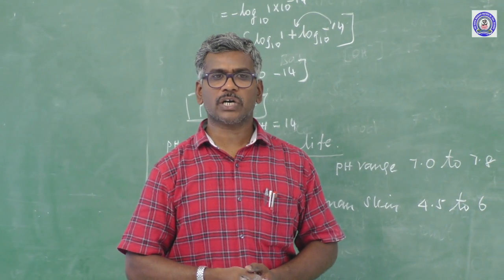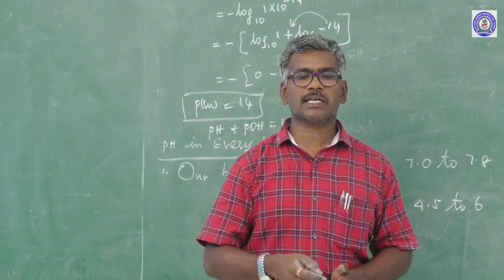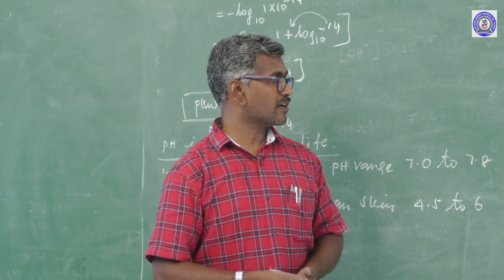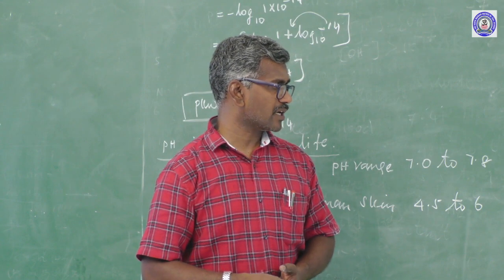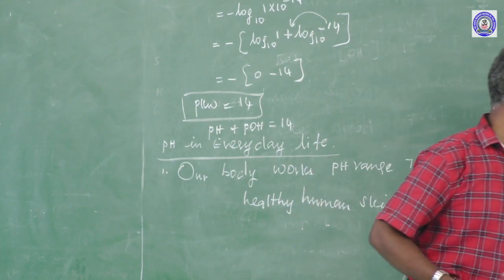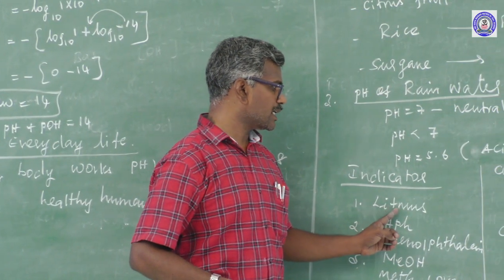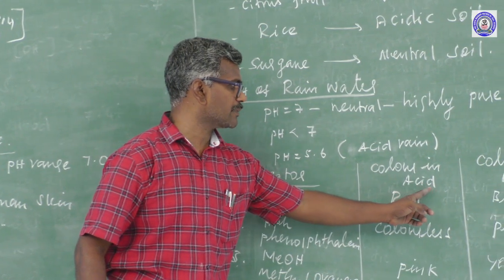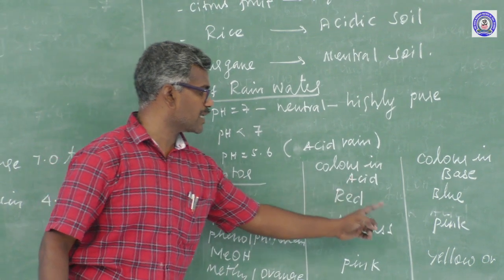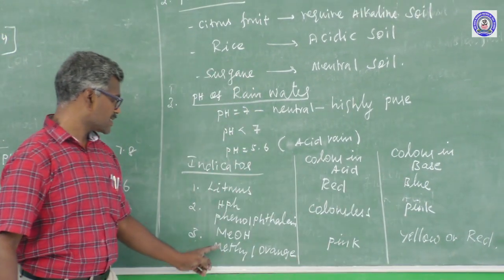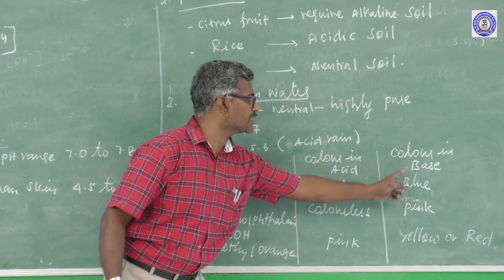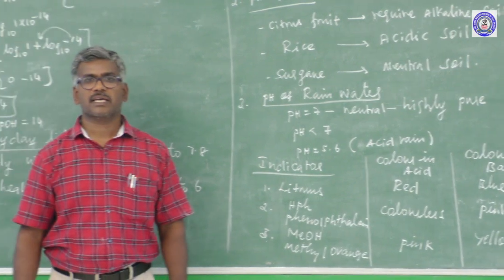Next, ionic product of water is directly proportional to the temperature. Next, pH of the solution, pH of soil, pH of rainwater, pH of human beings. Finally, what is litmus? This is a litmus indicator. Litmus paper is red in acidic medium, blue in basic medium. Phenolphthalein is colorless in acidic medium, pink in basic medium. Methyl orange is pink in acidic medium, yellow or red in basic medium. These are known as chemical indicators.